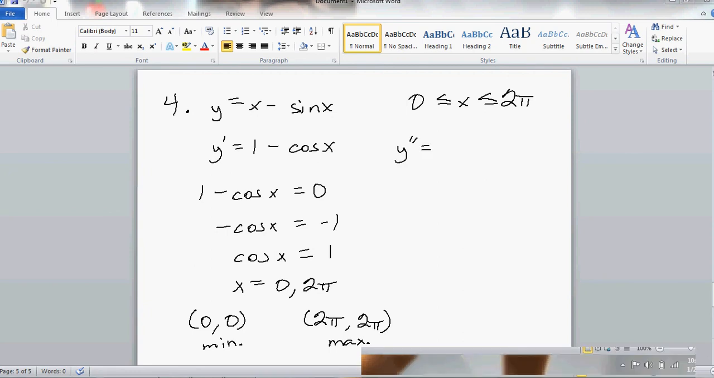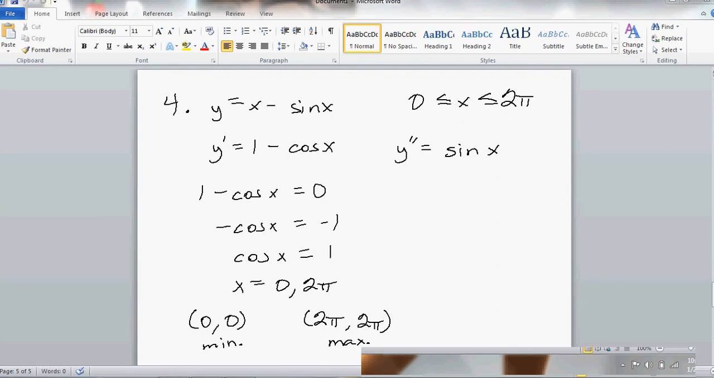Notice that number 4 is actually quite a bit simpler than either 2 or 3. So y double prime means we need to take the derivative of this. Well, the derivative of 1 is 0, and the derivative of negative cosine of x would be a positive sine of x. And we have to set this equal to 0.